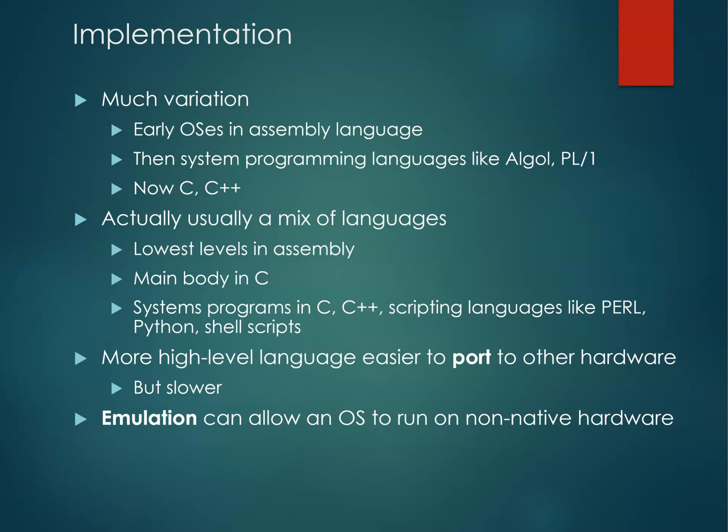There is much variation. Early OSs were originally written in assembly language. Then there were languages like Algol, PL/1, C, C++, and languages now like Rust. There are even some OSs like Cosmos implemented in managed code like C# or Java. Nowadays, operating system development uses a mix of languages. Lowest levels are typically done in assembly, the main body in C, C++, or Rust. System programs in C, C++, Rust, Perl, Python, anything else. And high-level languages are also used. High-level languages are easier to port, and although this is slower, that is often not the case anymore because optimizing compilers can often compile code to assembly which is more efficient than what programmers can do. Emulation can allow an OS to run on non-native hardware.